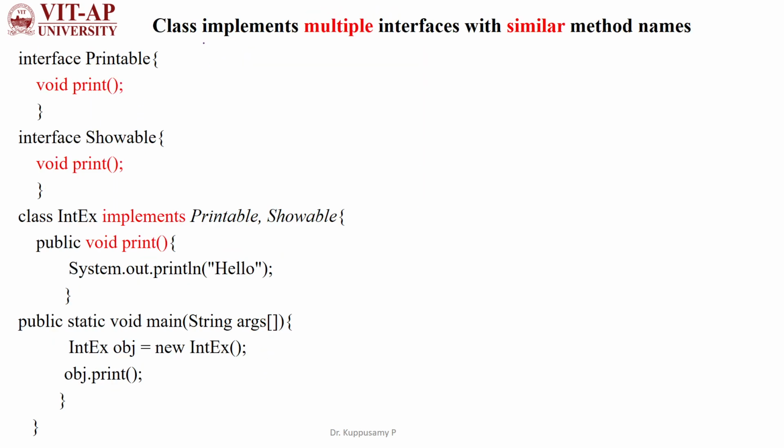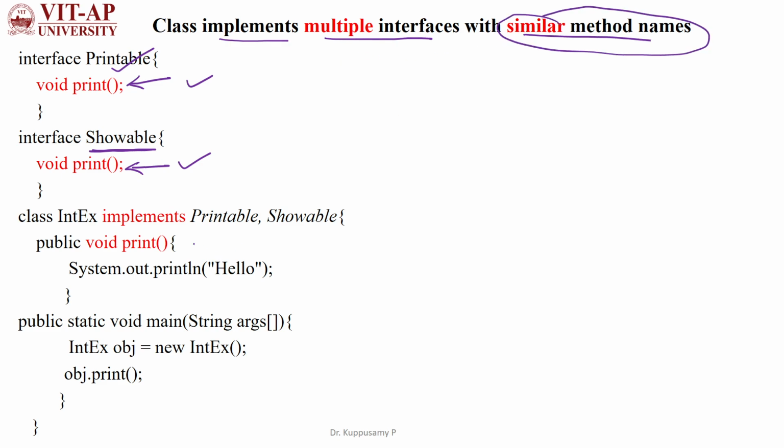Now this slide shows a class implementing multiple interfaces with similar method names. You see here the same Printable interface has the print abstract method, and the second interface Showable also has a print method. So here also print, here also print. Both interfaces have similar method names, but interfaces support this because the print method is defined here only once, and that is sufficient. So there is no possibility of ambiguity, which is supported by the interface concept.